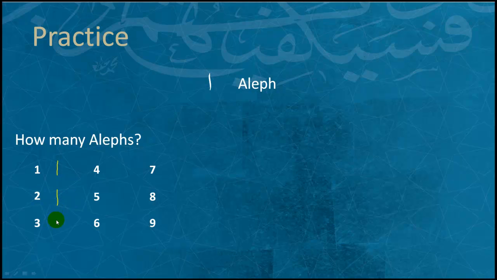Third one. ضابطاني. How many does this one have? This one has two. ضا, that's one. ضابطاني. ضا, one. بطا, two. Ni. Now notice this one is not like the a as in fashion.